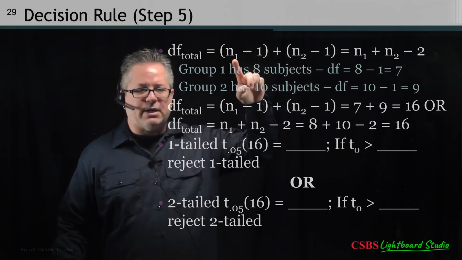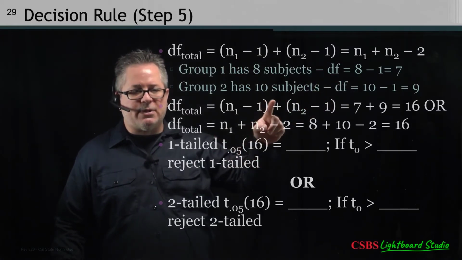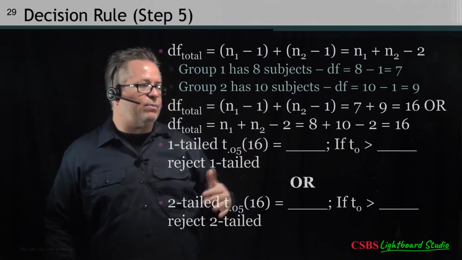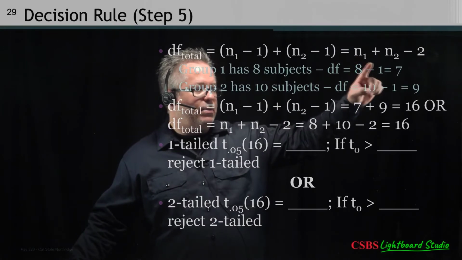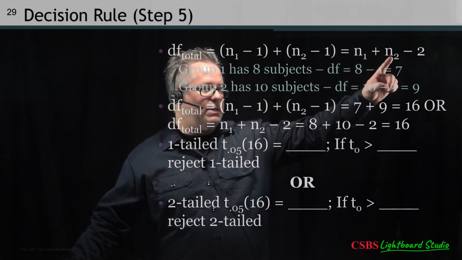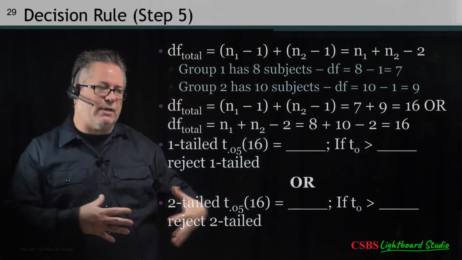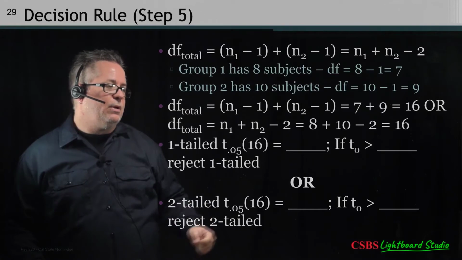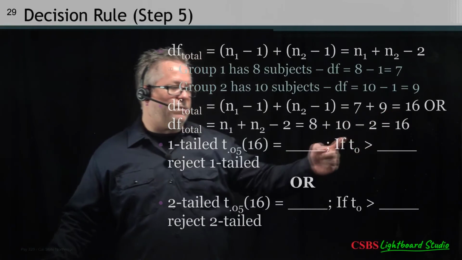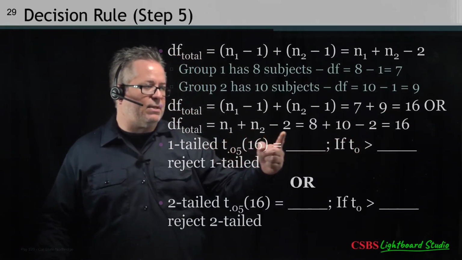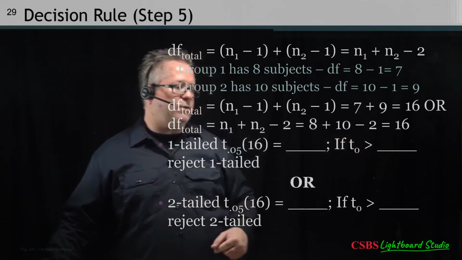All right, so there's 8 people in group 1, so that's 8 minus 1 is 7. Group 2 has 10 subjects, 10 minus 1 is 9. So I can take 7 plus 9 is 16. Or I can say 8 plus 10 is 18, minus 2 is 16. Now, either way, you're going to get to the same number. So I can either add up the two different degrees of freedom to get 16, or I can just add up the two n's and subtract the two ones, and I'll get to the same number, 16, as well.